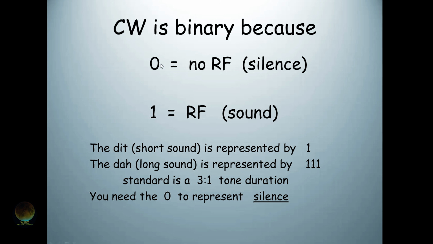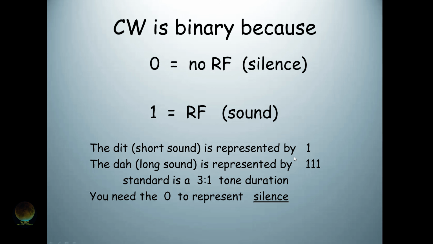So CW is binary because 0 is silence and a 1 is sound. So how do I differentiate dits and das? Oh, that's easy. The short sound is a dit, that's 1. The da, there's no space, right? The da is just 3 ones. So 3 ones isn't dit, dit, dit. We know that's S. It's da, da, but the timing is 1, 1, 1, 1, 1, 1.